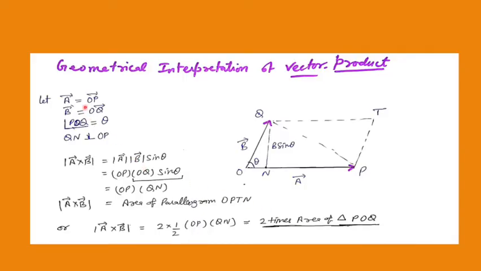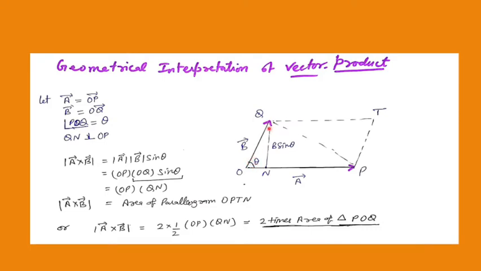Now to study the geometrical interpretation of the vector product, it means where I can use it, what is the physical significance, you may say, of the vector product of the two vectors. Now if I am taking OP as the A vector, OQ as the B vector, and theta is the angle between A and B vector.